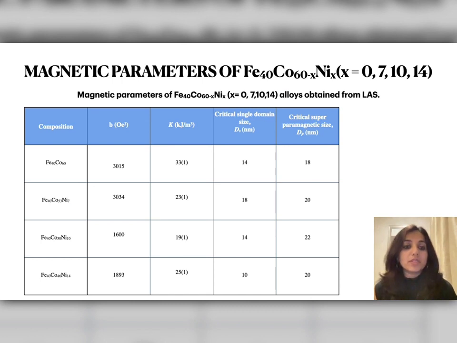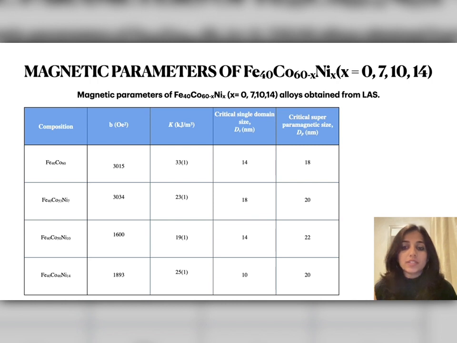The magnetic parameters obtained for iron cobalt nickel alloys from the LAS are tabulated here. The calculated critical superparamagnetic size for iron cobalt and iron cobalt nickel alloys are in the range of 18 to 22 nanometer. Since the average particle size of all the samples is far larger, iron cobalt nickel alloys are not in the superparamagnetic regime. Similarly, critical single domain sizes are also much smaller than the average particle size. It implies the existence of multi-domain structure.